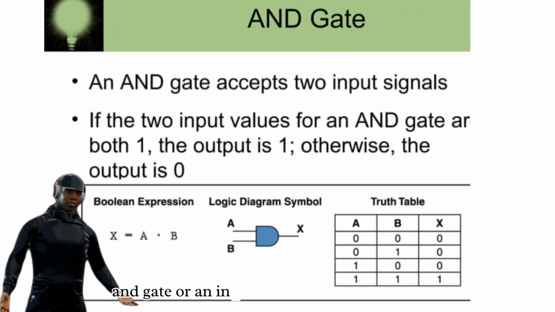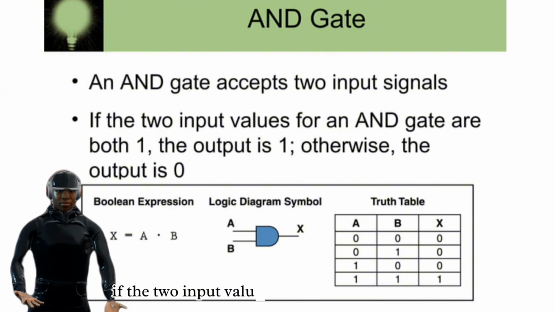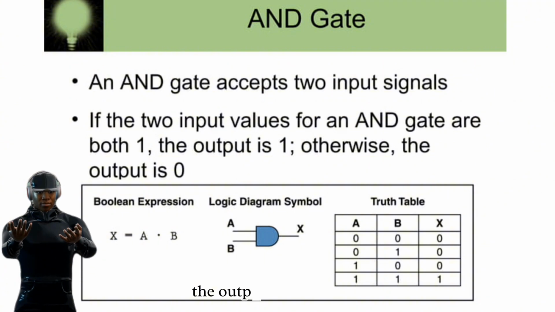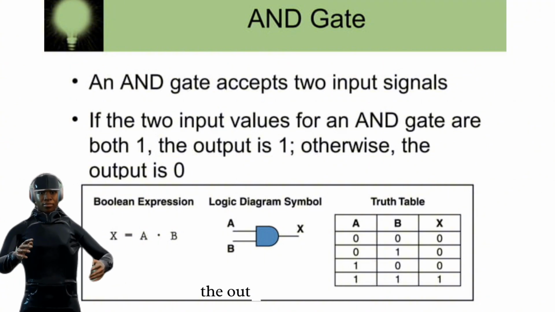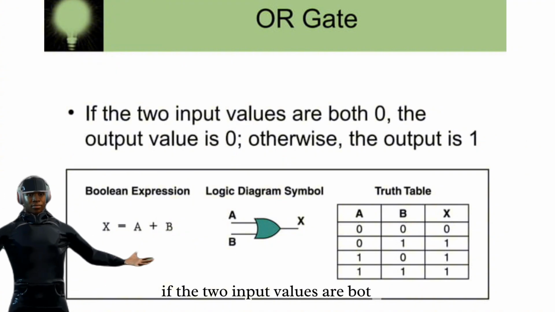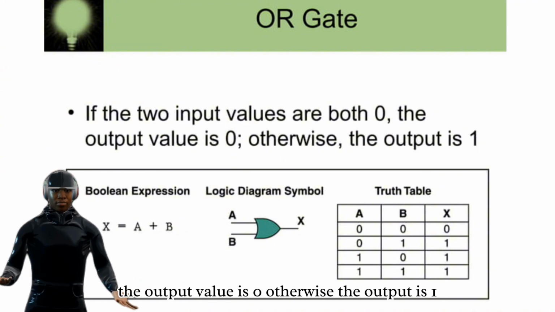An AND gate accepts 2 input signals. If the 2 input values for an AND gate are both 1, the output is 1. Otherwise, the output is 0. Or gate. If the 2 input values are both 0, the output value is 0. Otherwise, the output is 1.